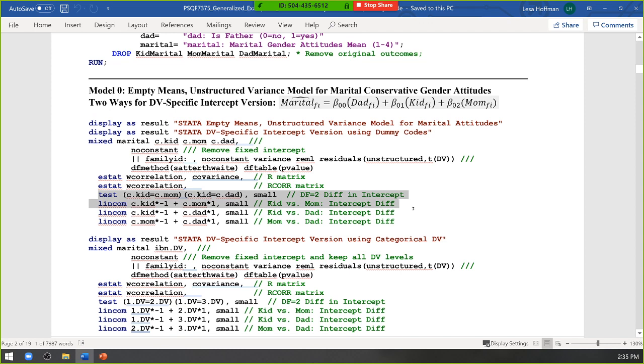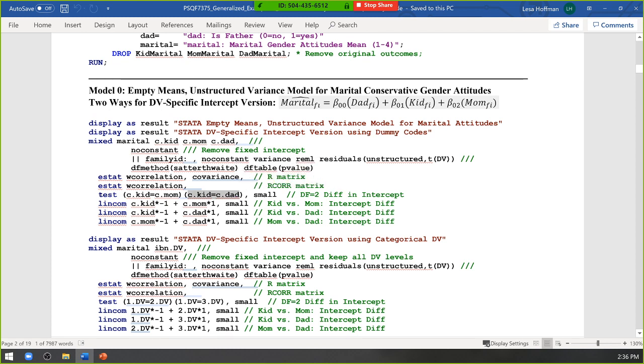Here are some extra pieces of output that I'm asking for. So the test statement here is asking if there are intercept differences across my 3 people. So in other words, are some types of family members more conservative in their attitudes than others? Are the dads different on average than the moms, or different on average than the kids? And so the way that I'm doing that is setting one intercept equal to another. And because there's 3 groups in total, I need 2 of these constraints.